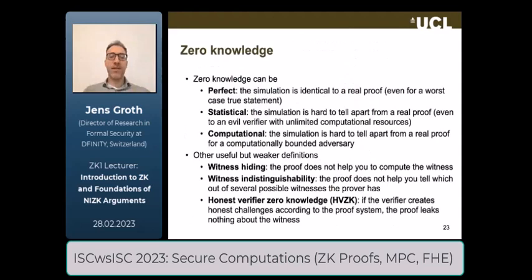Again, zero knowledge can, just like the other properties, be perfect, statistical, or computational. Perfect is if the simulation is identical to a real proof. Statistical is if it's really hard for a computationally unbounded evil verifier to tell whether it's running in simulation or a real proof. And computational is if the verifier is computationally bounded and cannot distinguish whether it's seeing a real proof or a simulation.